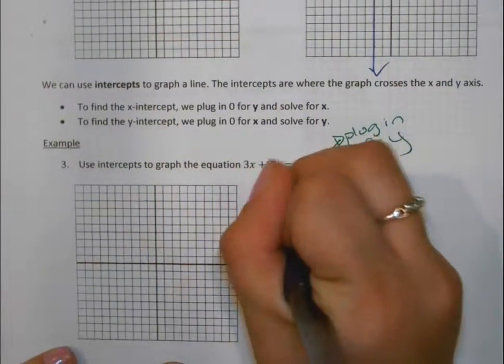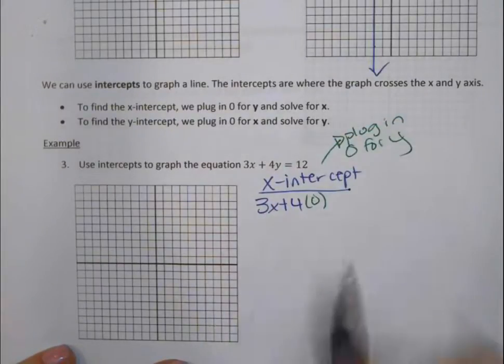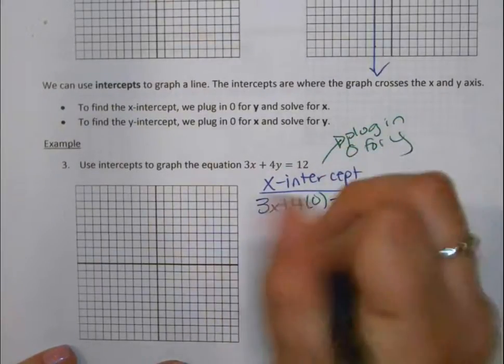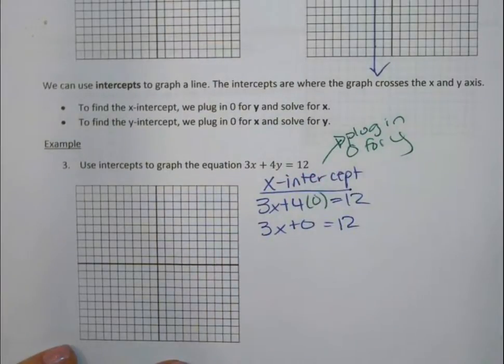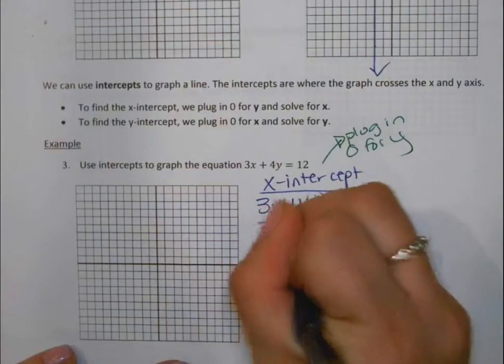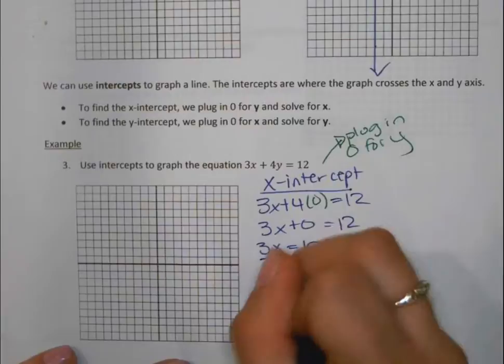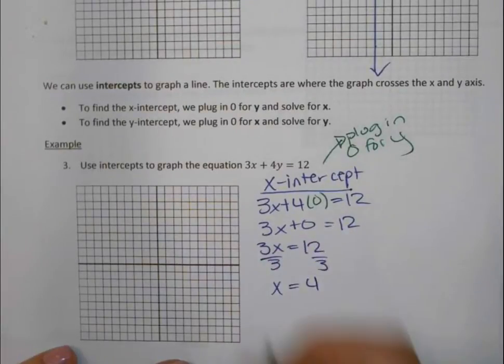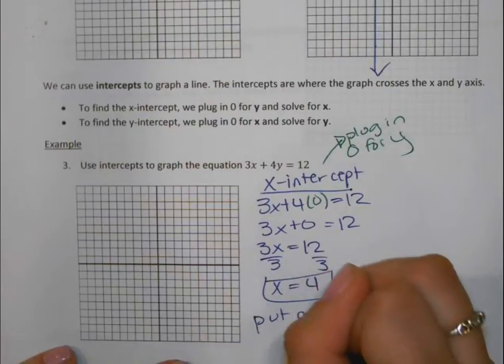So I have 3x plus 4 times 0 equals 12. 4 times 0 is 0. I'm going to rewrite that without the 0, so I have 3x equals 12. And then I divide both sides by 3. I get x equals 4. So what I'm going to do is put a dot at 4, or x equals 4.